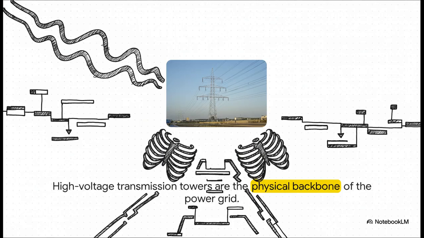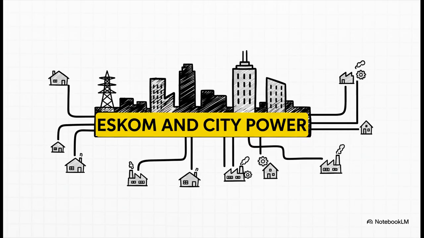And this is the visible part of that system. These towers are the skeleton, the physical backbone carrying enormous amounts of energy across hundreds, even thousands of miles. This is infrastructure on a truly massive scale. Now, in the Johannesburg context of our archive, the system is run by some very specific players. Eskom, which is the national utility, and the local city power. These aren't just names on a bill. They represent a century of development and engineering designed to keep the lights on. Or, as we're about to see, to try to.